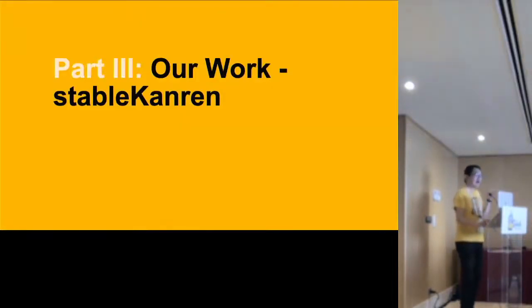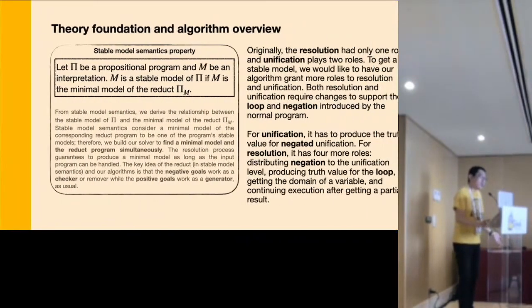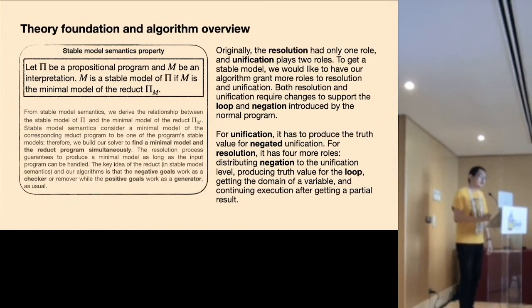All right, and how do we do that? As I have mentioned, there is one very nice property in stable model semantics. Let Π be a propositional program and M be an interpretation. M is a stable model of Π if M is the minimum model of the reduct Π^M. So from here, we try to see if we can find the minimum model and the reduct program at the same time, simultaneously.